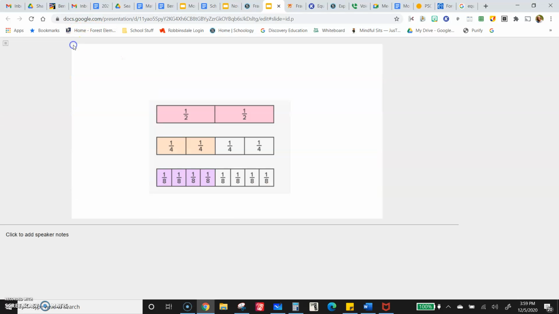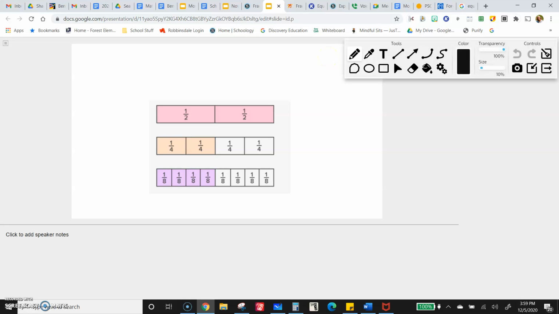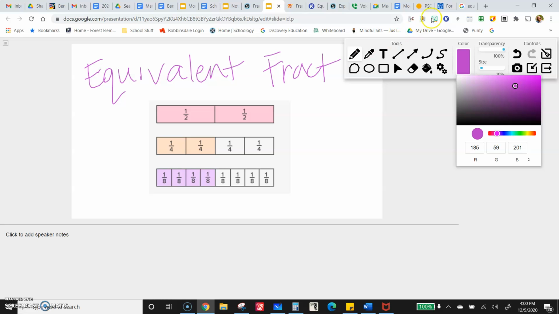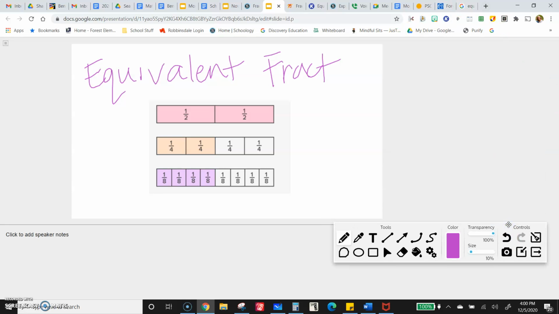All right, for this lesson, we are talking all about fractions that are the same size as other fractions. Anybody remember what they're called? Equivalent fractions. They are equal to other fractions. The word equivalent, I always think, kind of looks like the word equal. So that is what we are talking about today, fractions that are the same size.